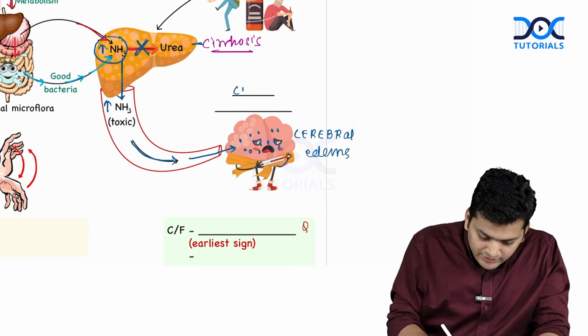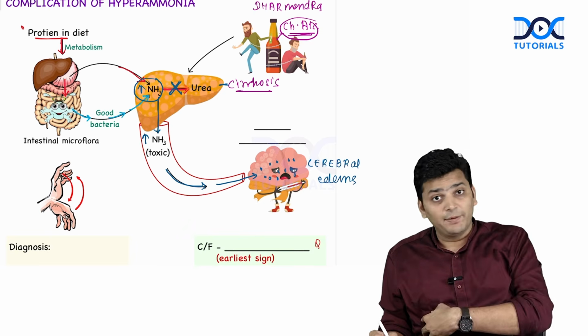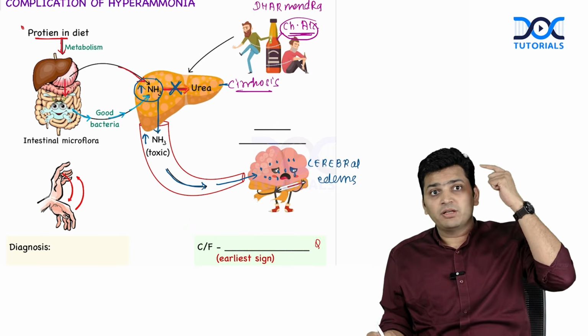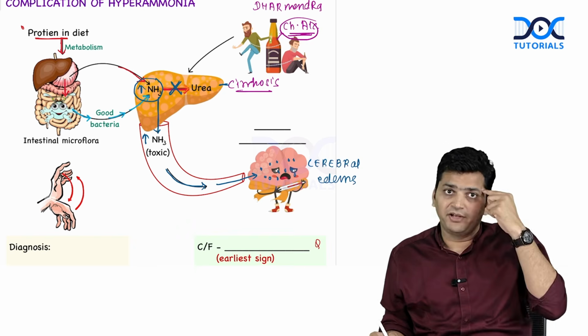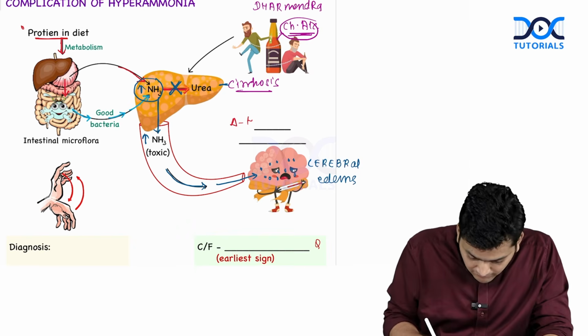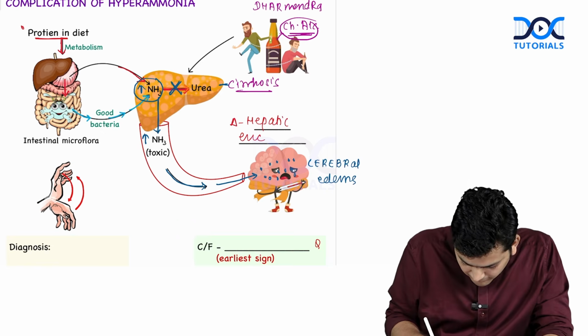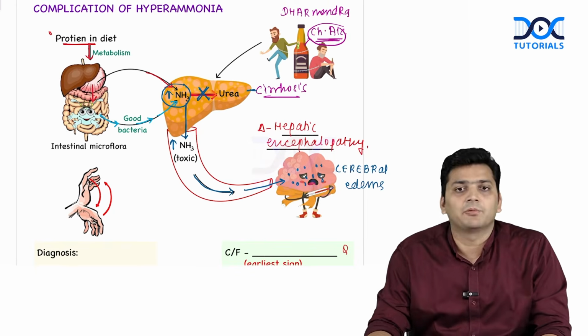So what is happening is, you can see that the problem was in the liver. It was cirrhosis. It was a hepatic problem. But ultimately, who is suffering? The brain. Because of a liver problem, if the brain is suffering, this disease is called hepatic encephalopathy.